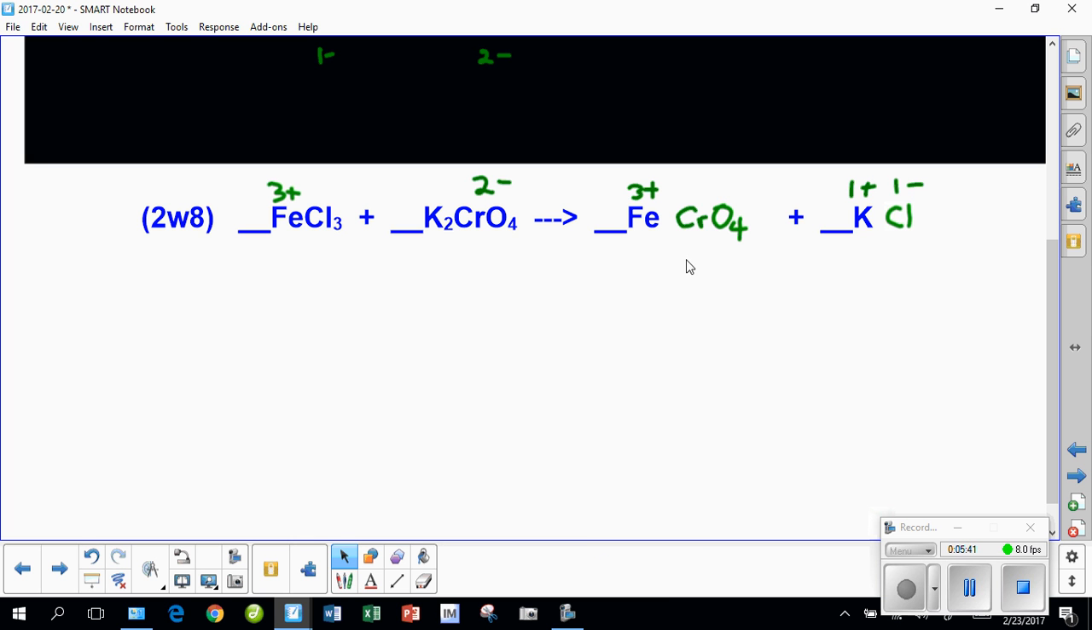So the 2 minus over there on the right is also going to be there on this side, or on the left is also going to be on the right. Okay, now I have my charges up here, so I can do the crisscross. I can say now that iron is going to be a 2. His subscript is going to be 2.